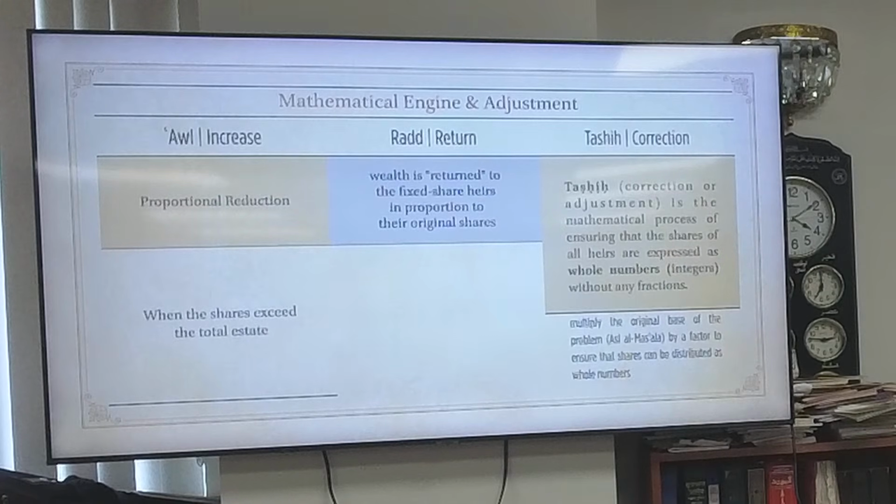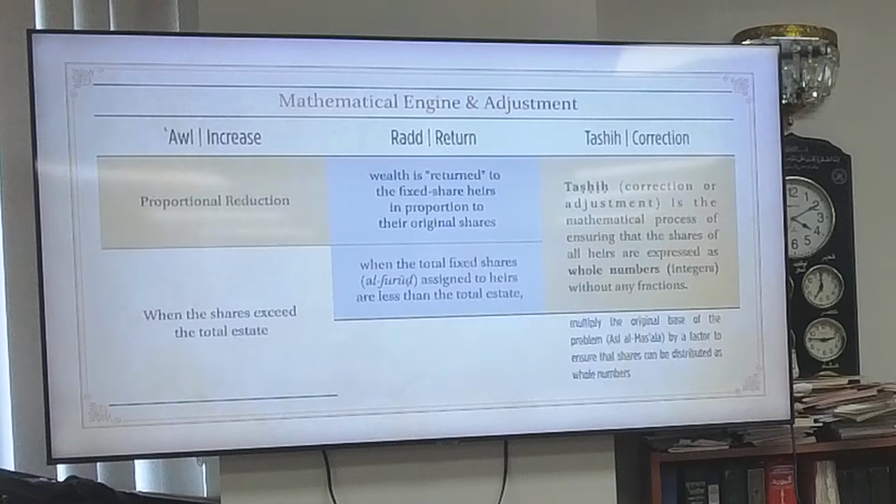So we can go over more details. Awl is when the shares exceed the total estate, then what do we do? We do a proportional reduction. So you have 1/2, 1/4, 1/8, 2/3, 1/3, 1/6, and the common denominator is 24 or 12 or 6 or 9. But then the number of shares are 13 or 27, so they exceed. So what do we do? You do a reduction so that everybody gets the same proportion as per the original structure. It's like a capital structure in companies. You can increase the number of shares or reduce the number of shares by increasing or reducing the value of the share.